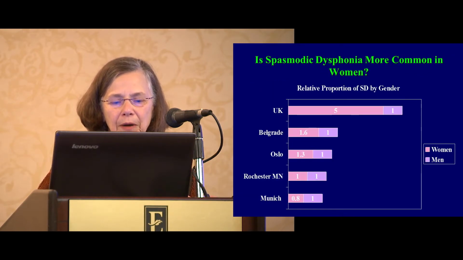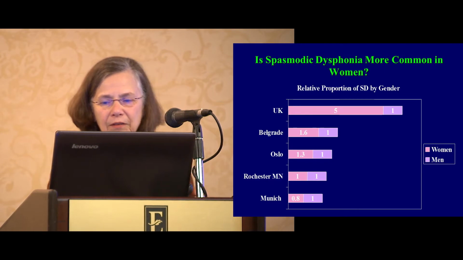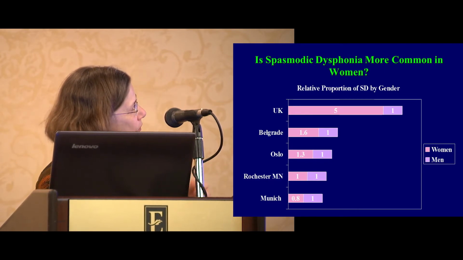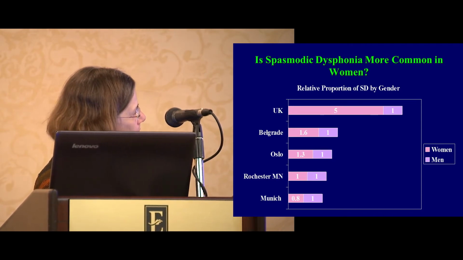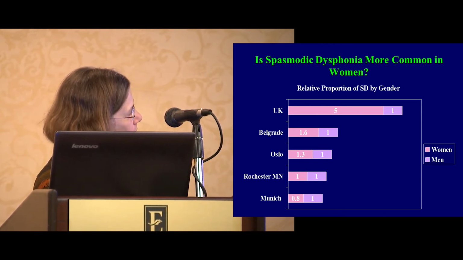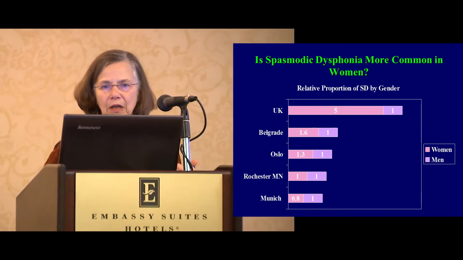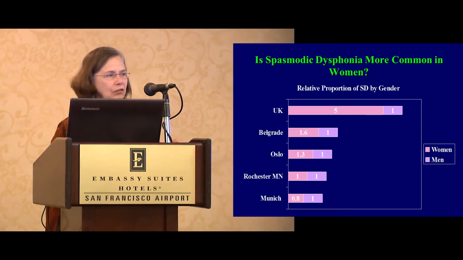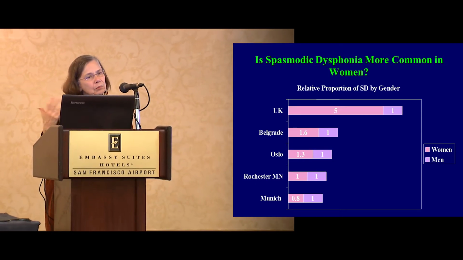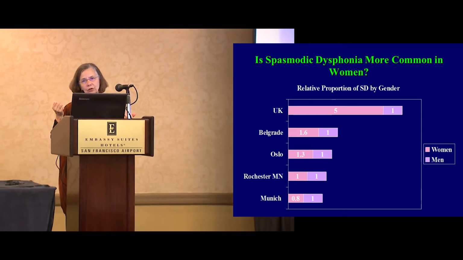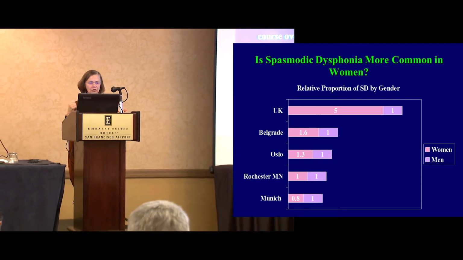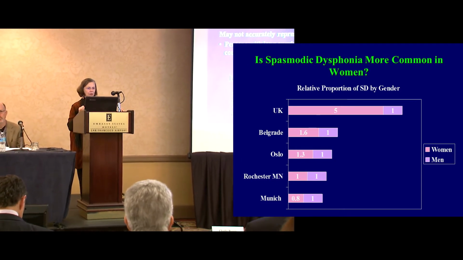Is there agreement about whether it's more common in women or not? Well, maybe a little bit. These again are from clinical series, and it looks like certainly in the UK there appears to be a female preponderance, but when you get down to Munich it flips. In Rochester, Minnesota it seems to be about equal. So again, we don't really know these answers, and more work needs to be done. The reason this is important is it gives us clues to what might be determinants of the disease. So that's why we're really focusing on it.